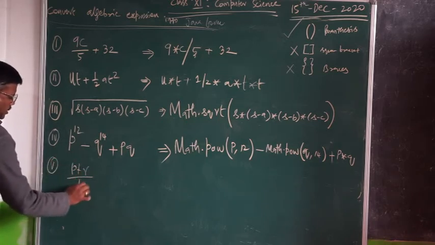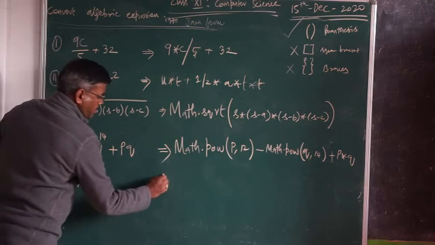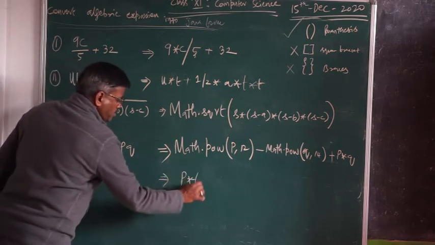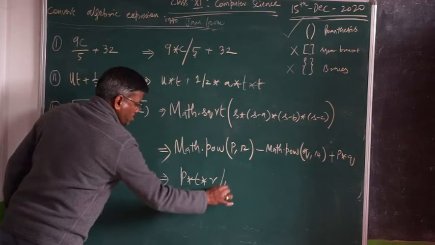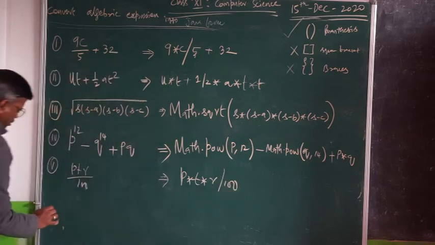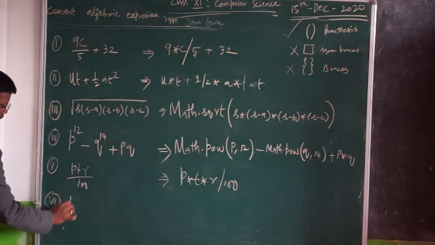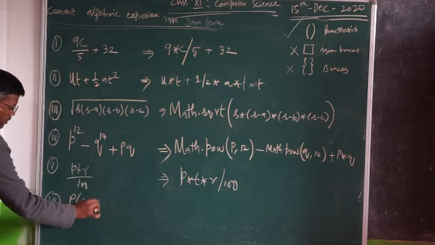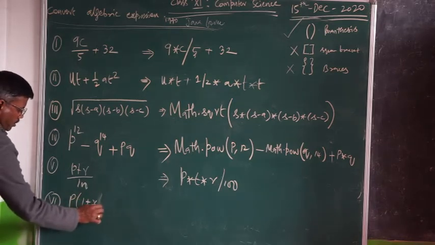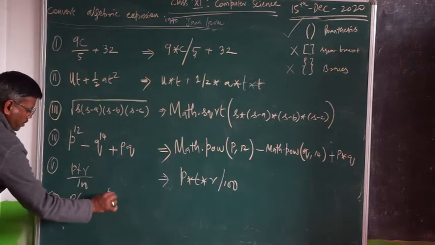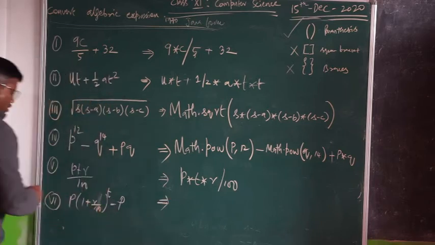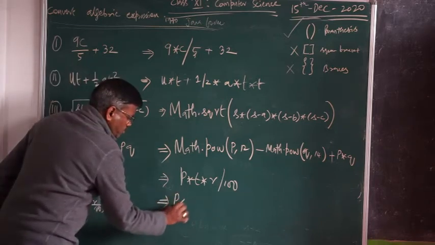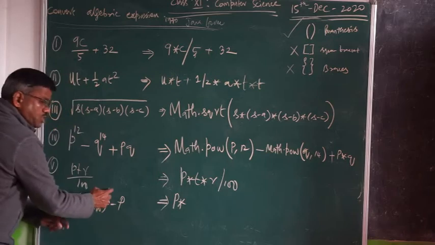PTR by 100. How do I write it? P into R slash 100. Six more: P into (1 plus R by 100) raised to the power of T minus P. It's a compound interest. How do I write it? So P into the whole raised to the power of T is there.